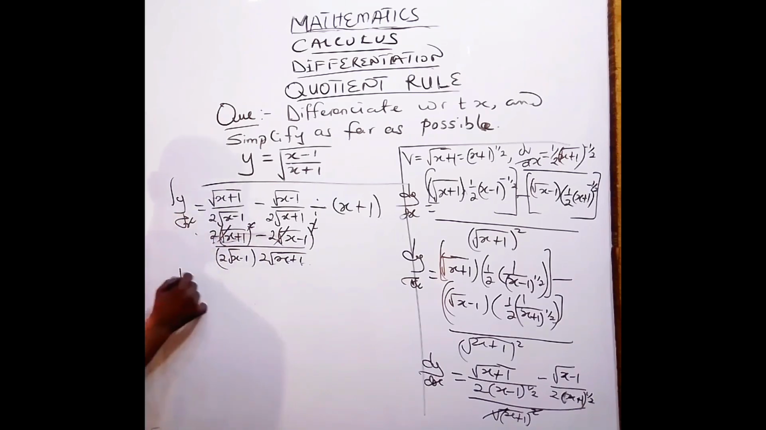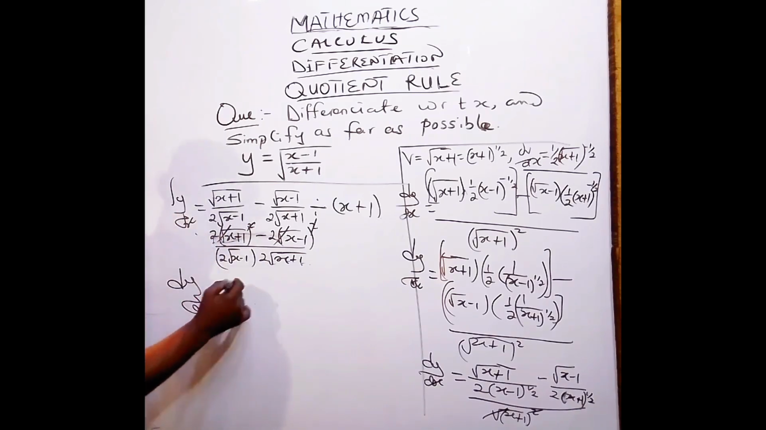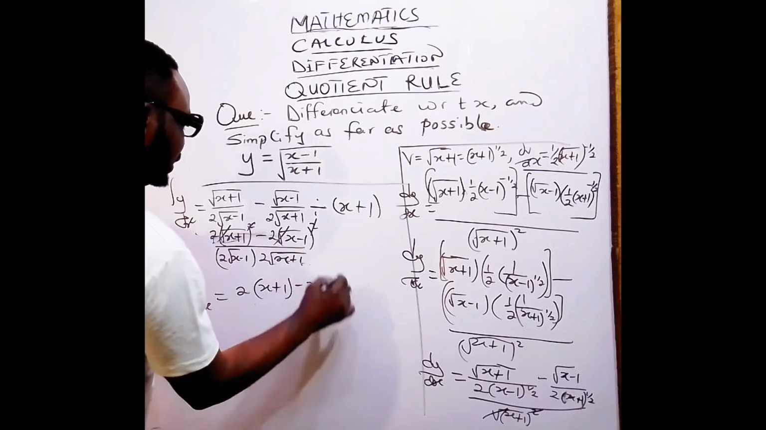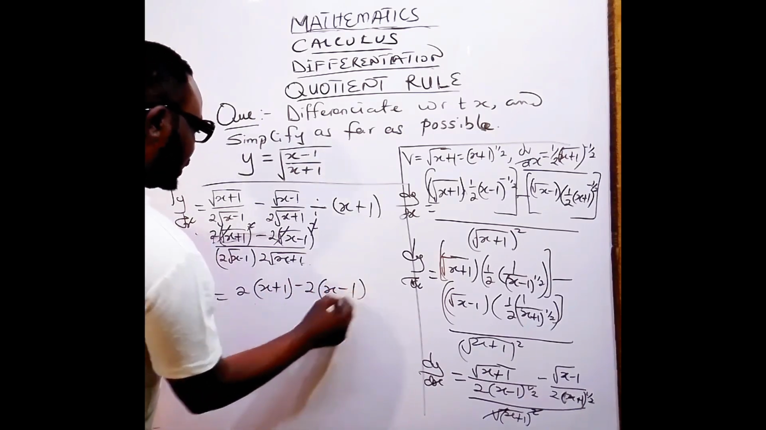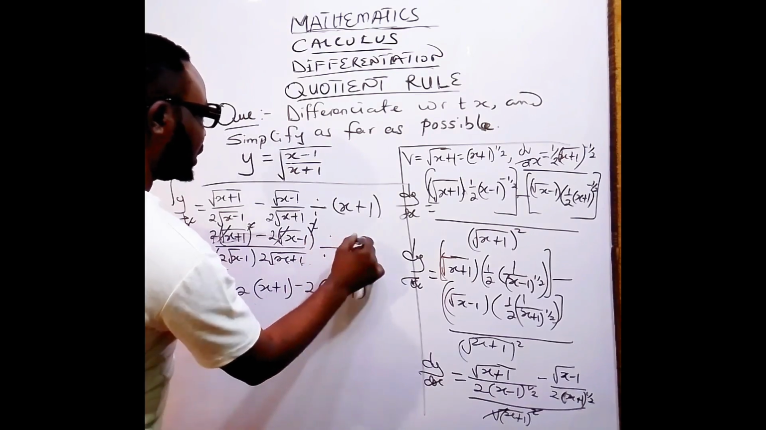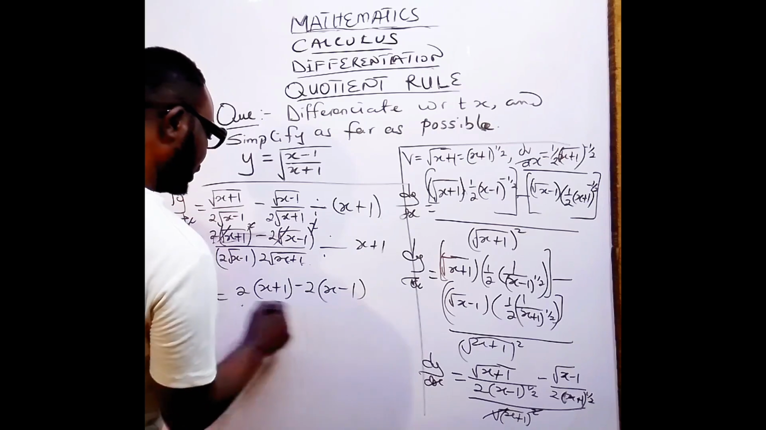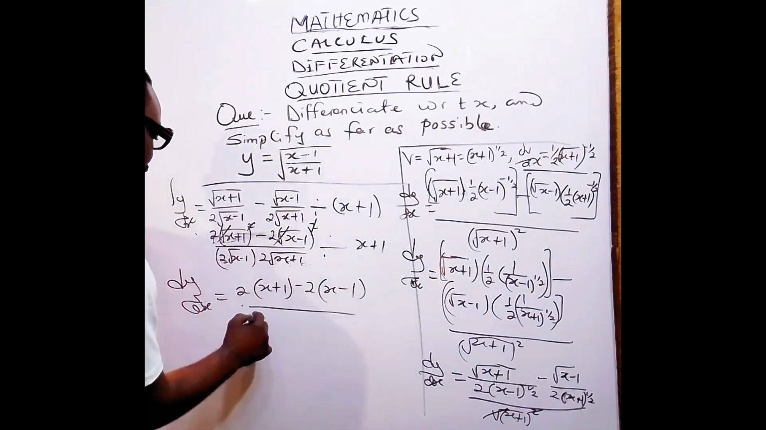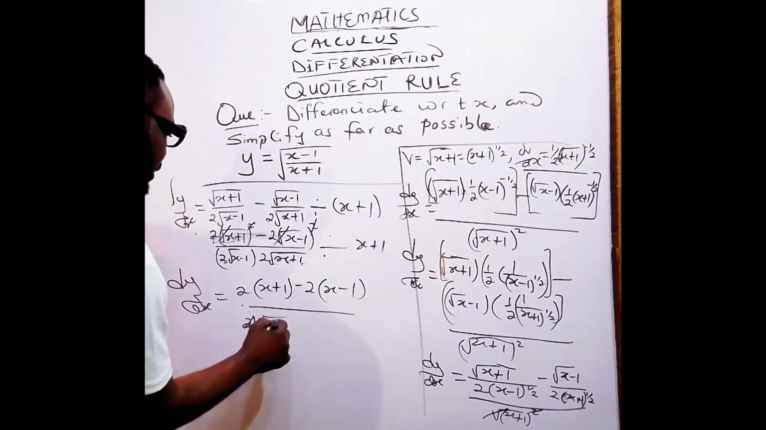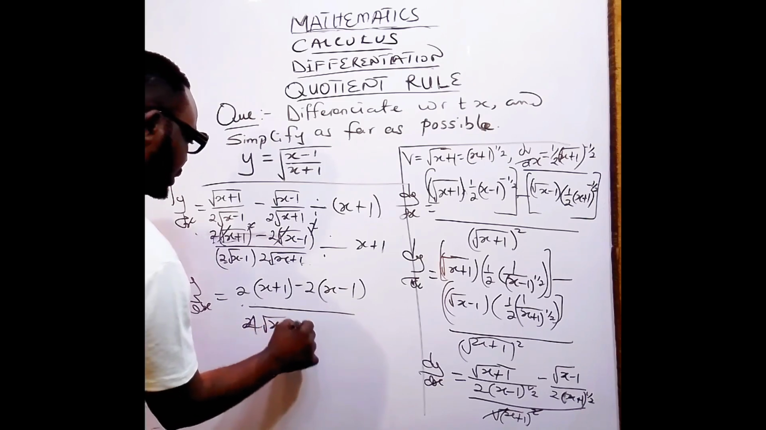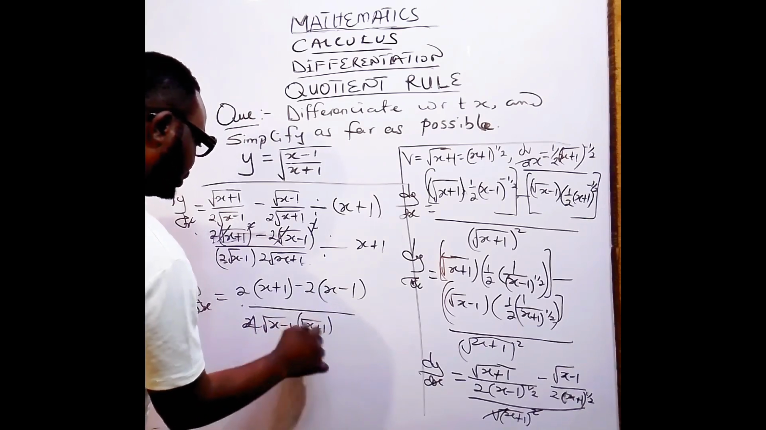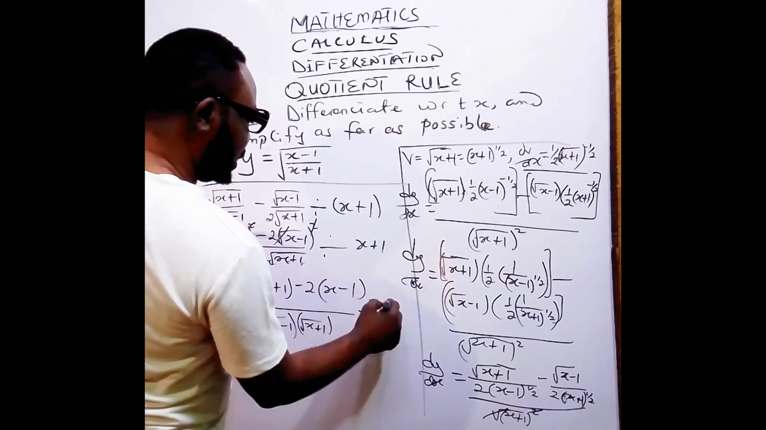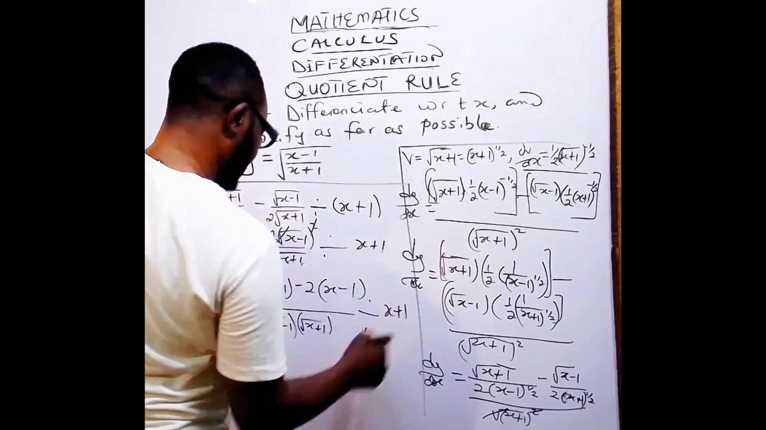So we have it behind, the y dx will be equal to 2 into bracket x plus 1 minus 2 into bracket x minus 1. Don't forget this one, this is divided by x plus 1, all over 2. 2 times 2 here, that's what? 4 root x minus 1 x plus 1. Put it in bracket, root x minus 1, all divided by what? X plus 1. Don't forget.